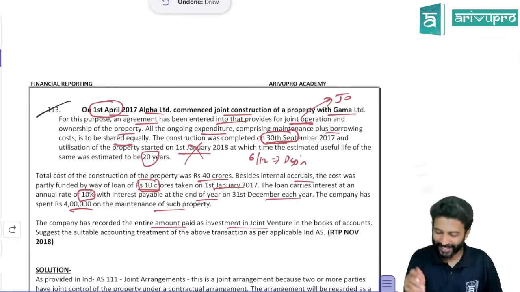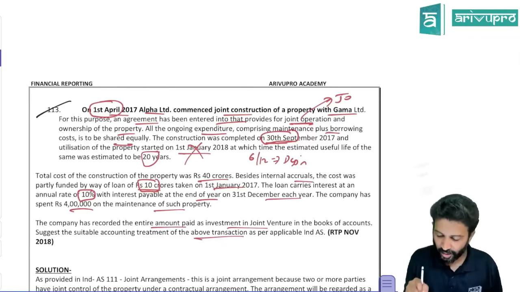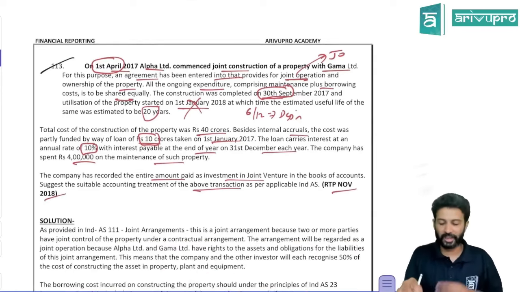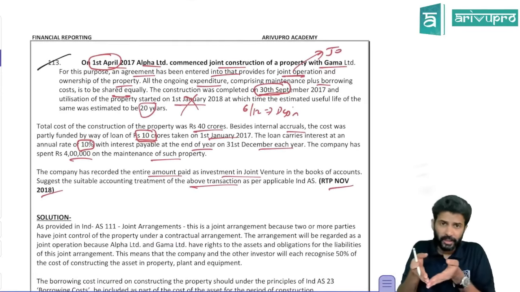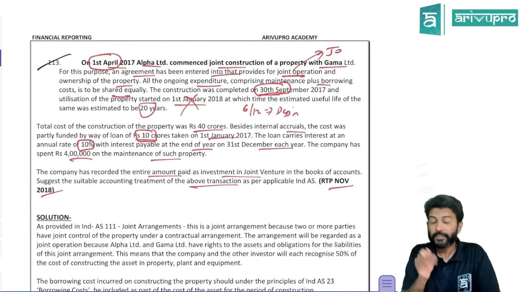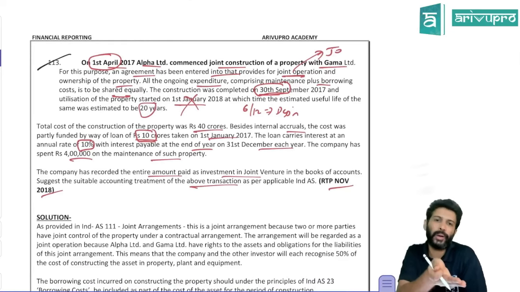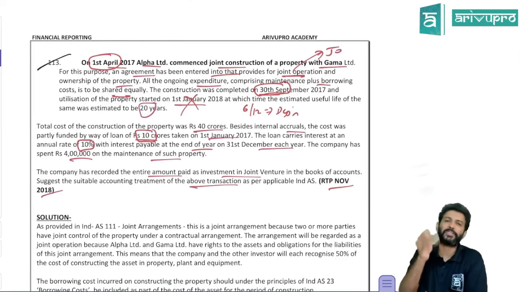They're just showing it as investment account. No. This is wrong. Why? This RTP question came in RTP November 2018. Here it's a JO. It's not a JV. If it is a JV, then you follow the equity method and you show investment.